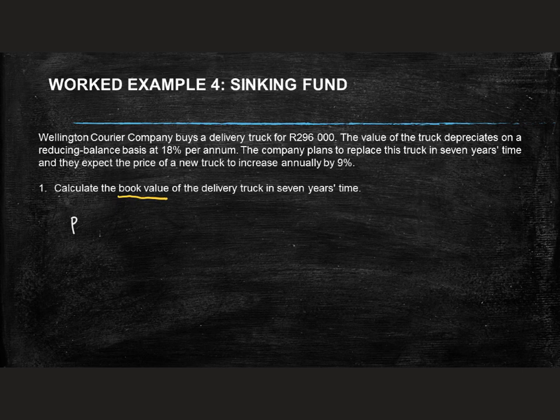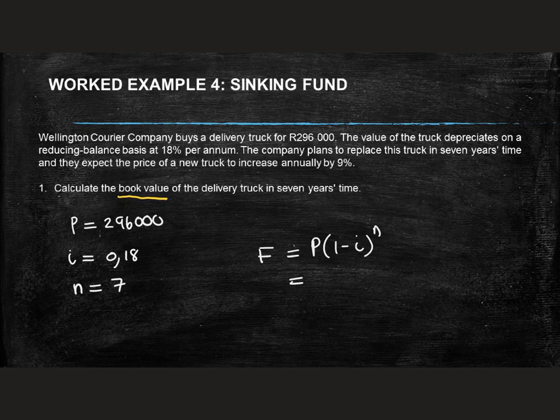What we know is that the present value of this delivery truck is 296,000. We know that the interest rate for the reducing balance method is 18%, and we know that we're going to do this for 7 years. That means that the book value, the future value of this, will be equal to P(1 - i)^n. So 296,000 depreciating at 18% for 7 years means that the book value, the value after all of depreciation has happened, is 73,788 Rand and 50 cents.